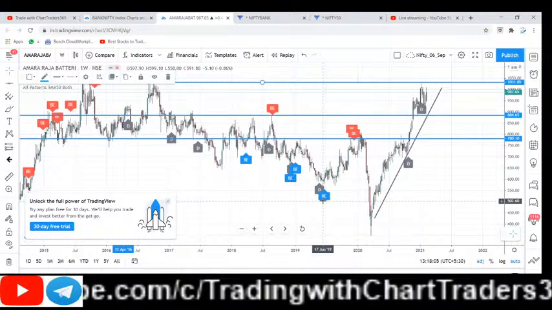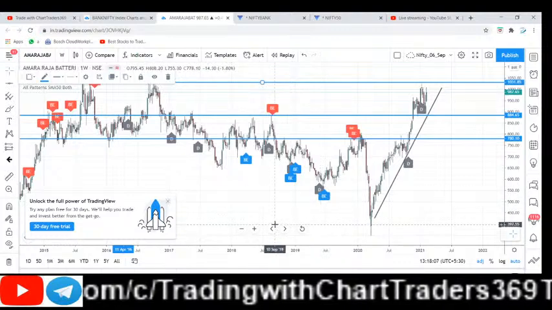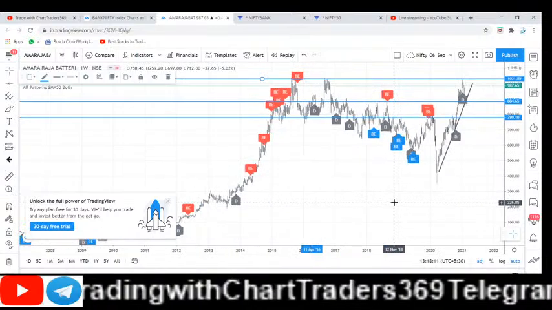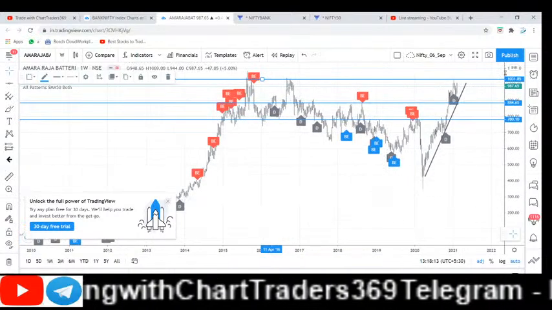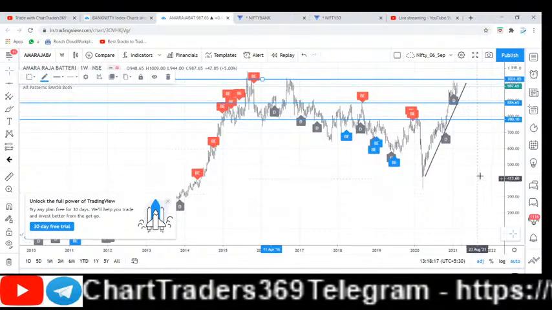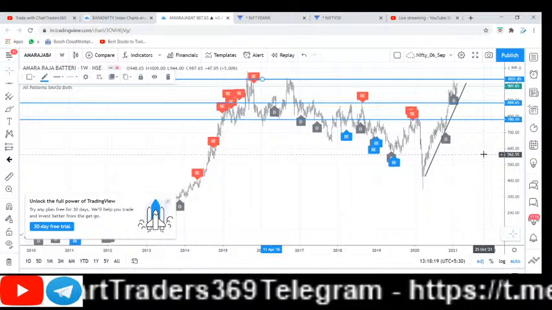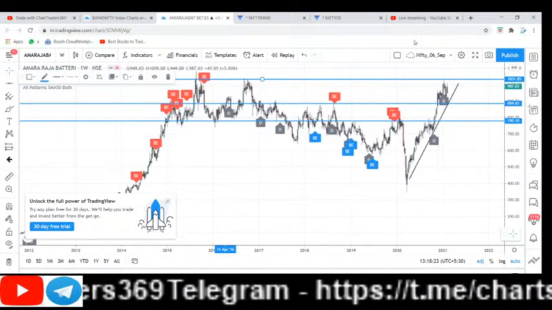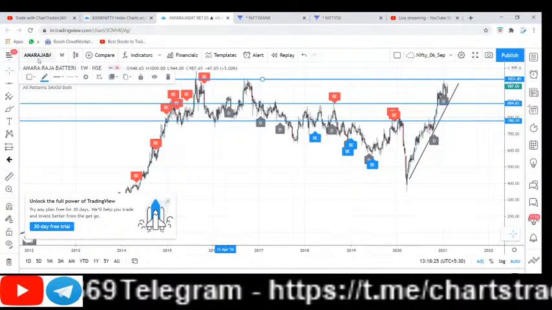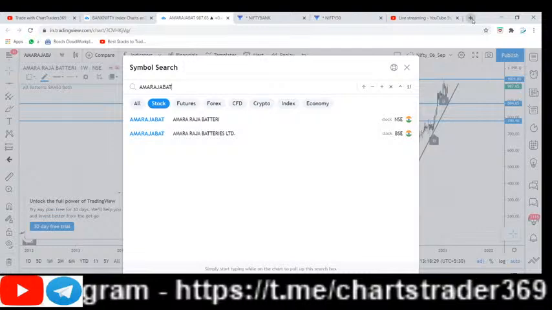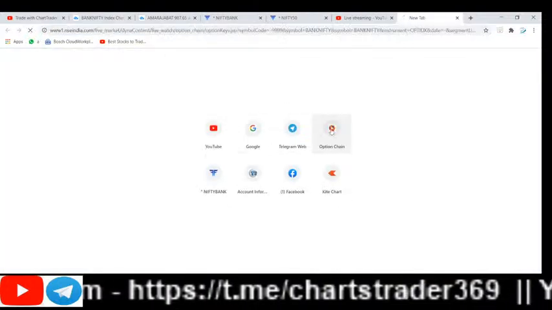I think it has already reached a 52 week high. So if it breaks this 1031 level, we can see a good upward move still. So we need to look at the OI data, where the people are standing. So let's look at the OI data.